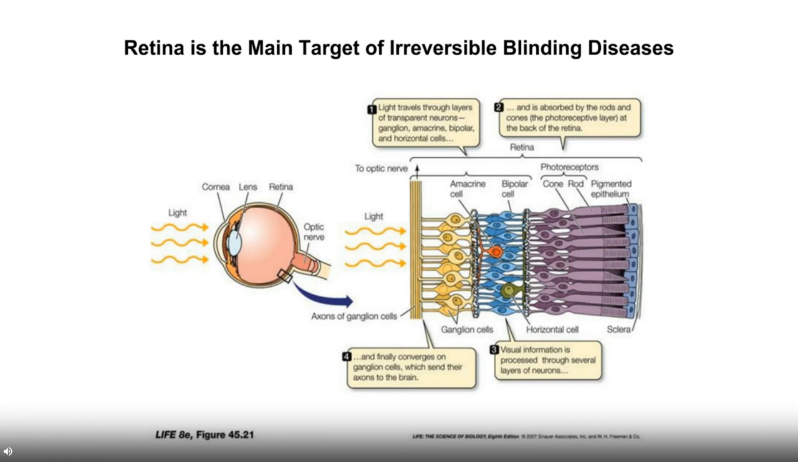Our lab is generally interested in the visual system, in particular the retina, the neural retina, which is at the back of the eye. This is the part of the organ that captures light and converts it to an electric signal, which is then transmitted to the brain. This neuroretinal tissue is actually the leading target for irreversible blinding diseases.